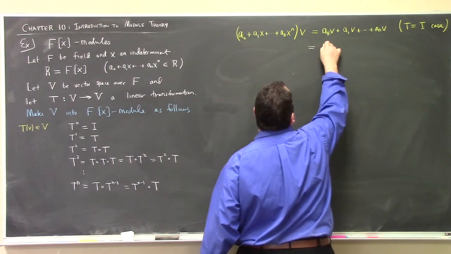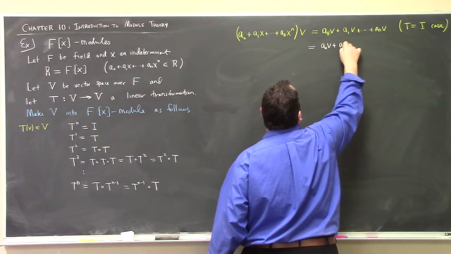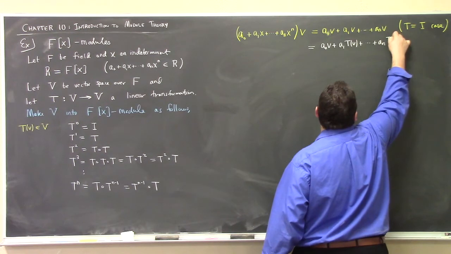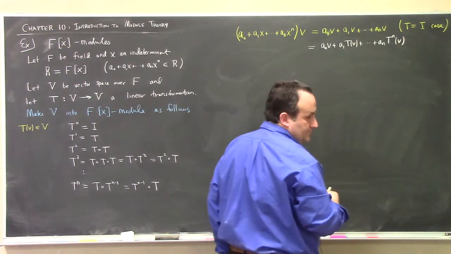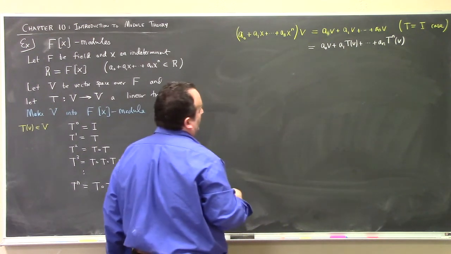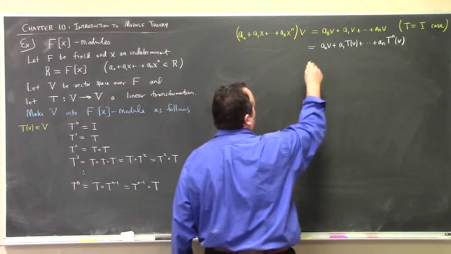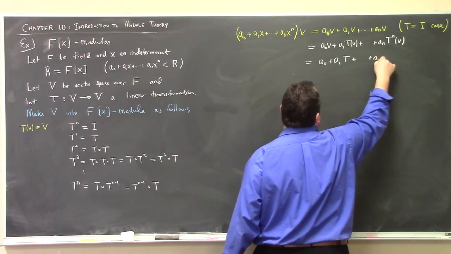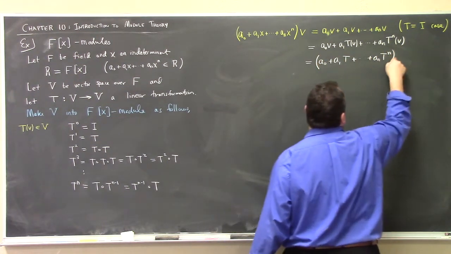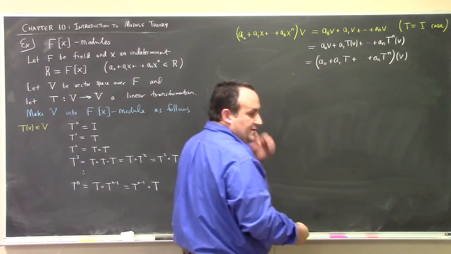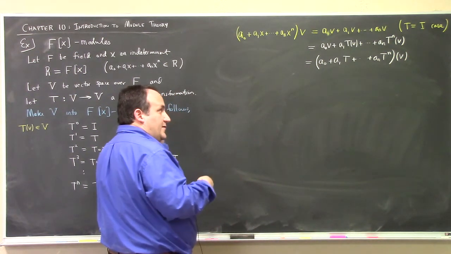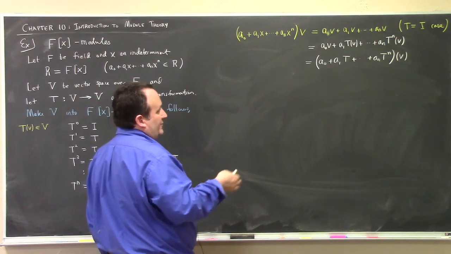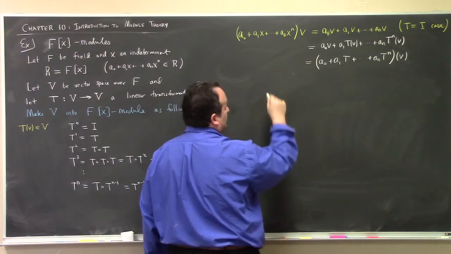So what I was fishing for was this: A0 V plus A1 T V plus ... plus AN T to the N V. Or you could rewrite it like this: A0 plus A1 T plus ... plus AN T to the N, all of that acting on V, because you can add linear operators, right? And that's the definition of addition, basically pointwise.